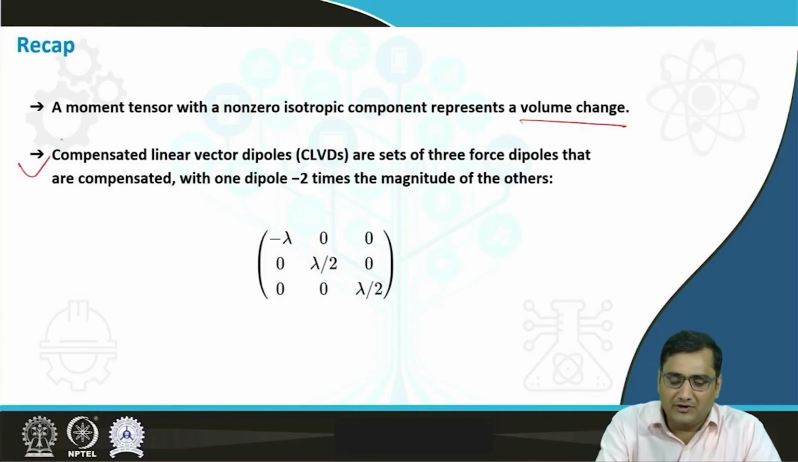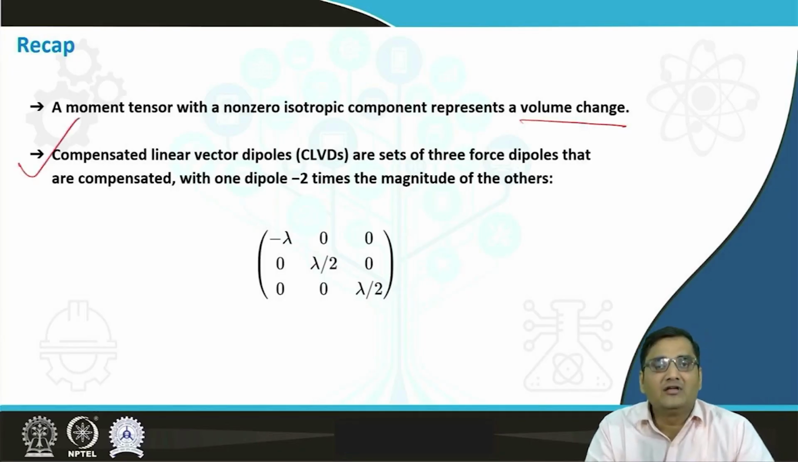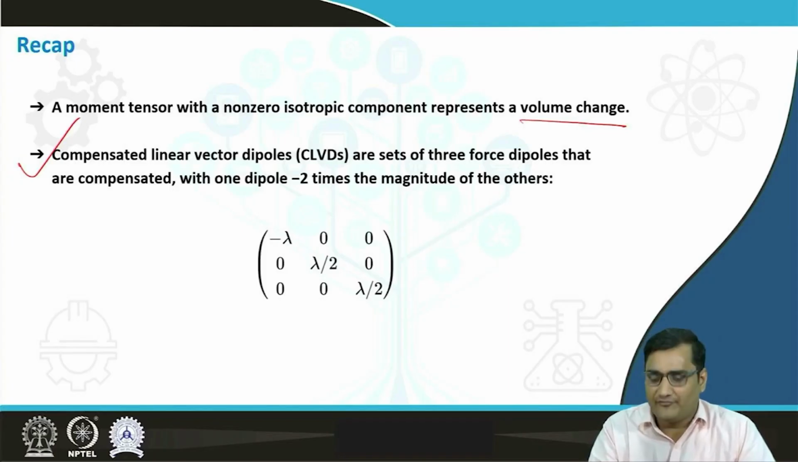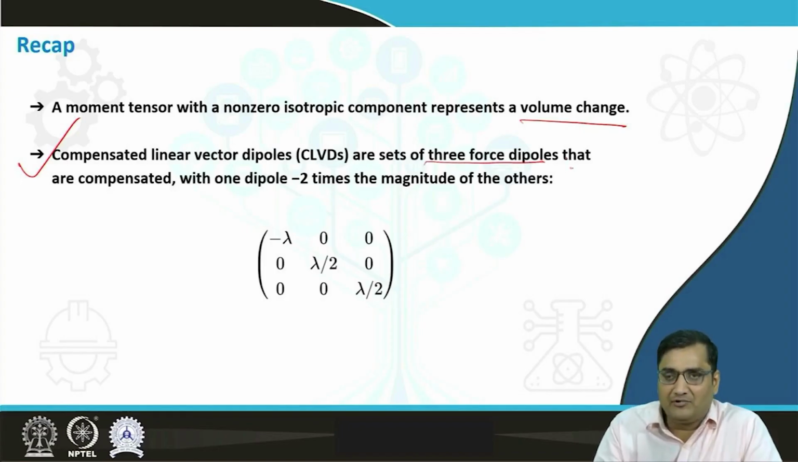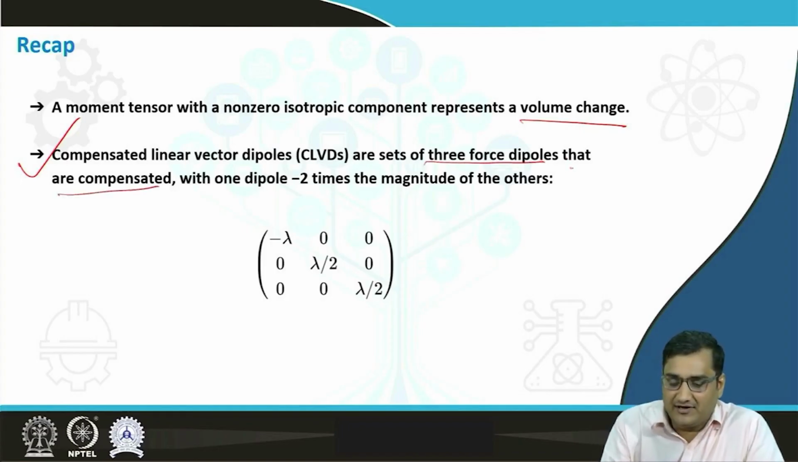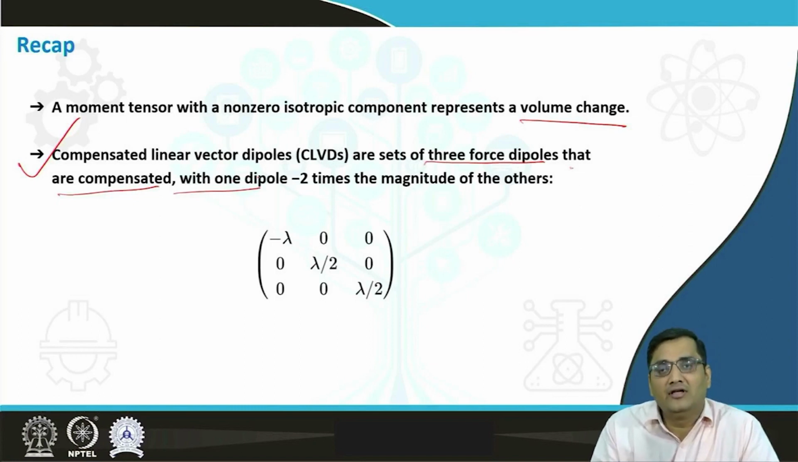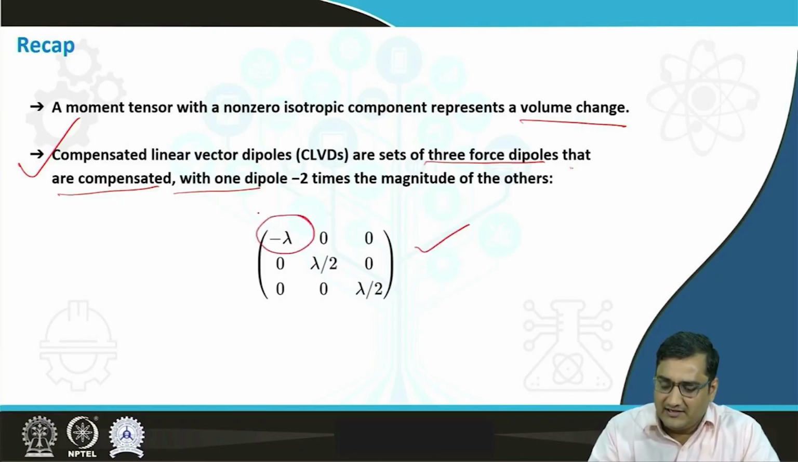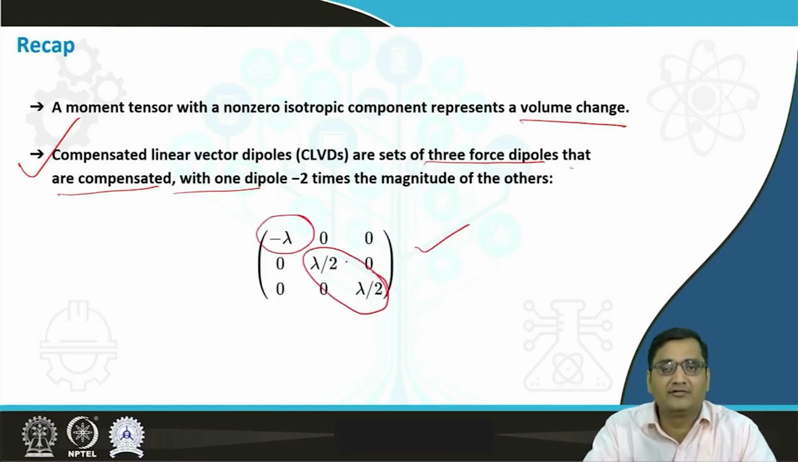We also learnt about CLVD, compensated linear vector dipoles, which are a set of three force couples, or a triple dipole you can say, that are compensated such that one dipole is -2 times the magnitude of the other two. So in this example you can see this is -2 times the other two. This is your CLVD.